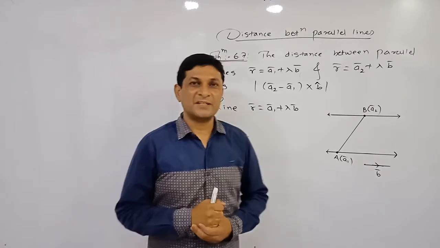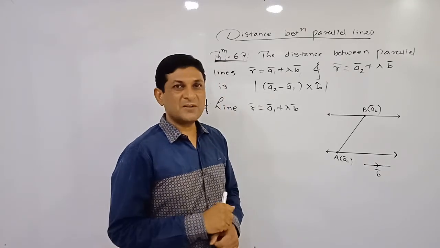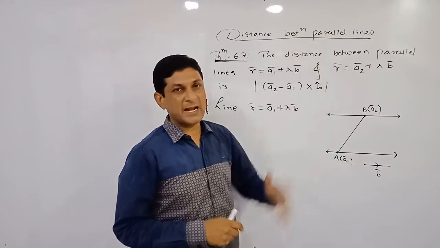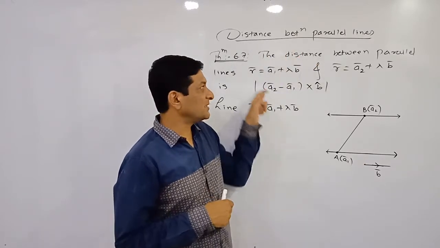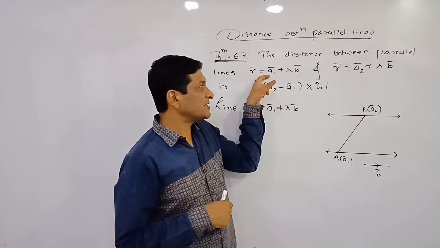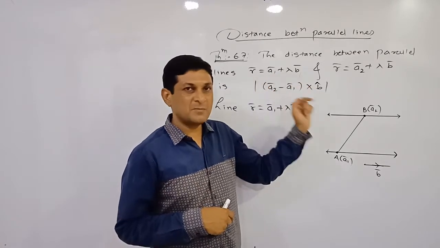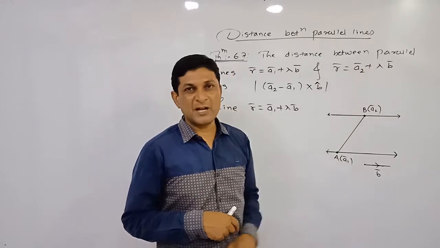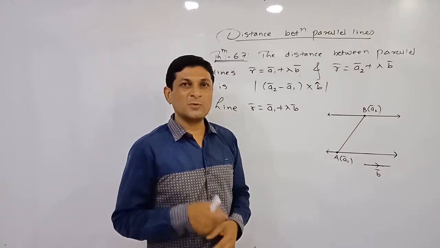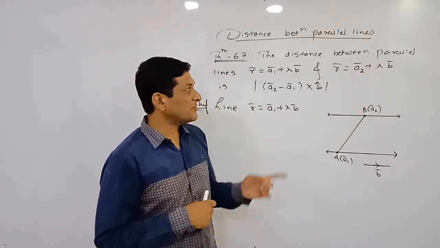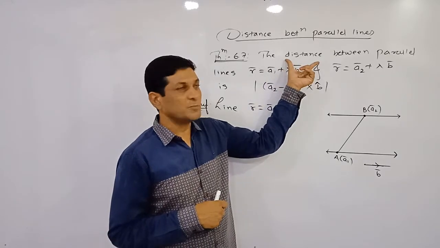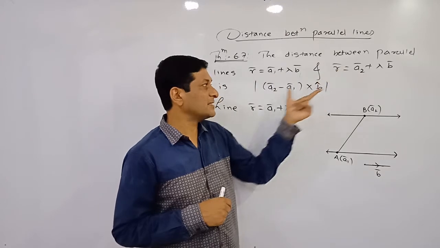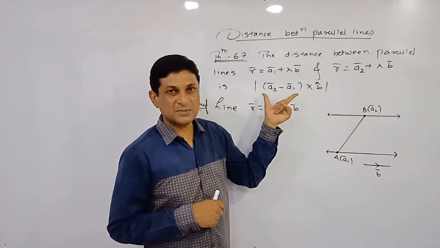Hello friends, in this video we are going to prove an important formula to find out the distance between two parallel lines. Let us consider the equation of the first line as r bar is equal to a1 bar plus lambda b bar, and the second equation as r bar is equal to a2 bar plus lambda b bar. Means the equations of two lines are given to us and we are finding the distance between these two parallel lines, and we have to prove that the distance between these two parallel lines can be found by applying this formula.